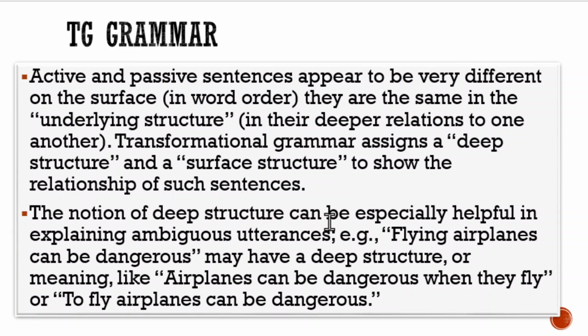When one kind of sentence is transformed into another shape, it will look different, but it will have the same deeper structure. The notion of deep structure can be very helpful in explaining ambiguous utterances, like "flying aeroplanes can be dangerous." So when we classify it, it can be classified in a manner that the deeper structure is brought out. Whether it's the aeroplanes that fly or it is the act of flying that is dangerous, it lies only in the deep structure, and that can be brought out using transformational generative grammar. So this is in brief.